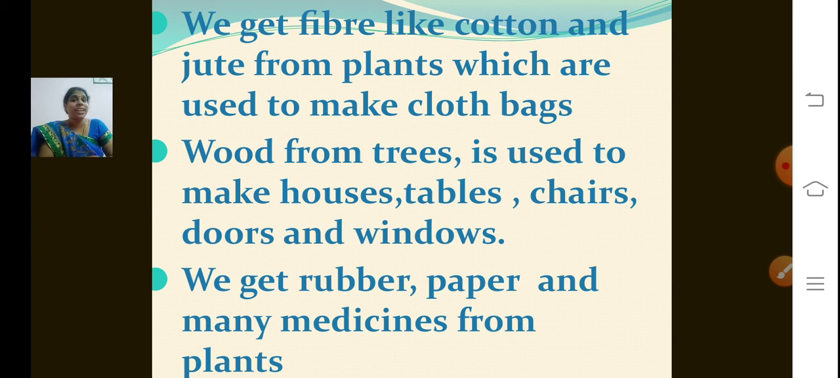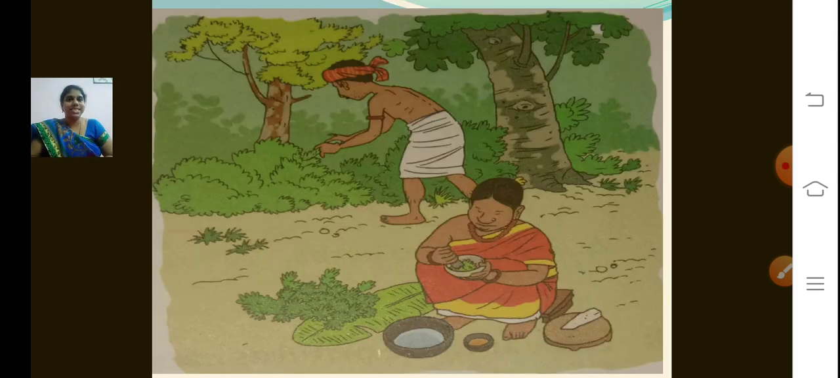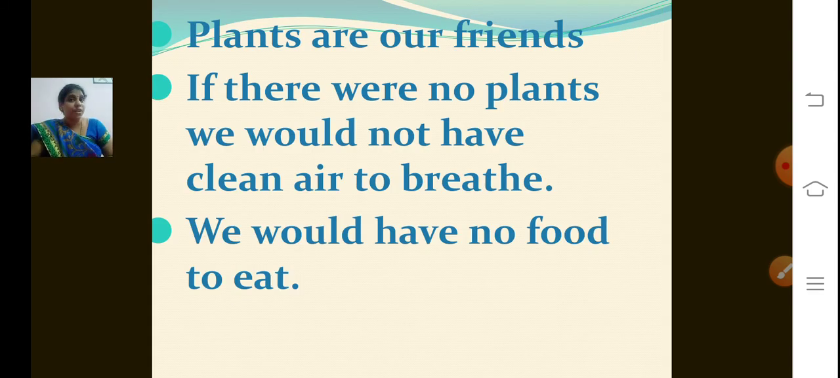And next we get fiber like cotton and jute, so we can make cloth bags. And next we get wood from the trees. Wood from the trees, what will we do with that? We make houses, tables, chairs, etc. And paper and rubber and many medicines also we are getting from the plants. And last one, just see medicines, they are preparing medicinal medicines. Plants are our friends, right?